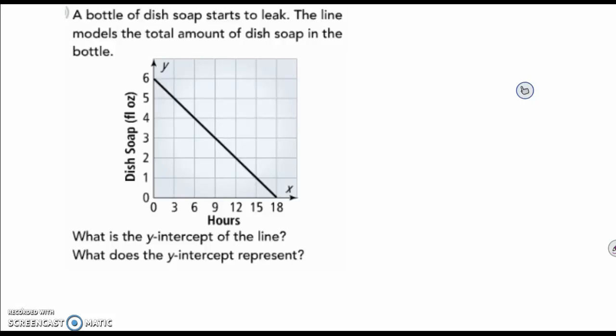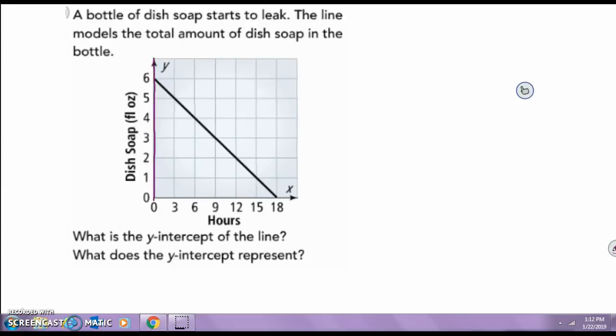To find our y-intercept, remember we're looking to see what point crosses our y-axis. So here is our y-axis, and we see 6 is the point at which our line crosses. So the y-intercept of the line is 6. What does the y-intercept represent? The y-intercept represents that 6 fluid ounces of dish soap were in the soap bottle before it started leaking.